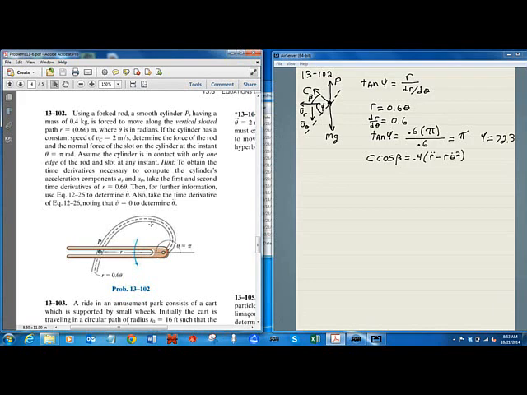If I sum forces in the theta direction, I have minus P plus mg. I also have part of the C, so I have minus C sine of beta. That's it, so that equals mass, 0.4, times the acceleration in the theta. That would be 2 r dot theta dot plus r theta double dot.